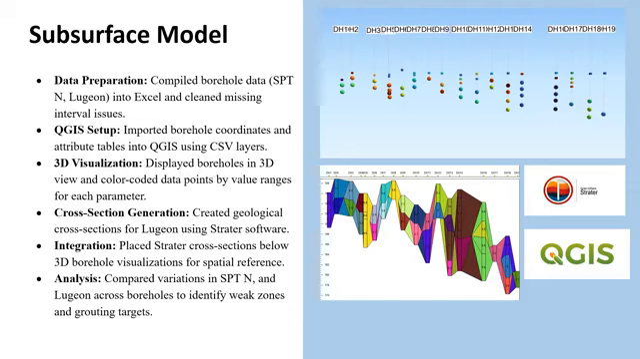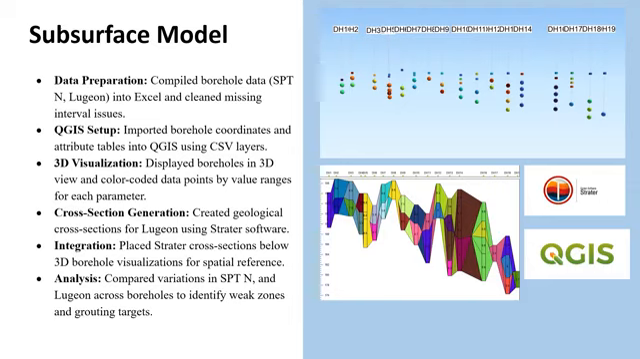To get a clearer vertical picture of permeability variations, we used Strater software to create geological cross-sections based on the Lugeon test data and RQD data. These cross-sections show us how permeability changes with depth, which is crucial for understanding water flow and seepage potential. Then we integrated these cross-sections right below the 3D visualization in QGIS, giving us both horizontal and vertical references in one view. This combined view made it easier to interpret the overall subsurface conditions.